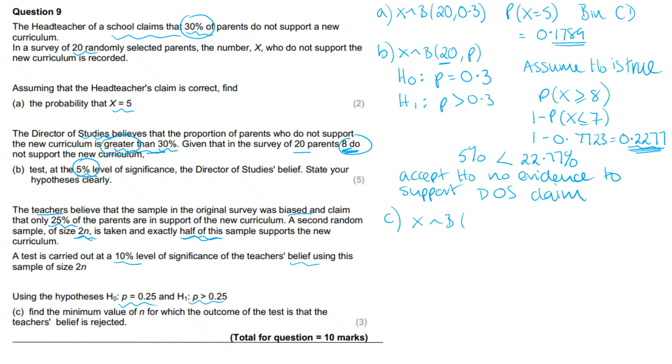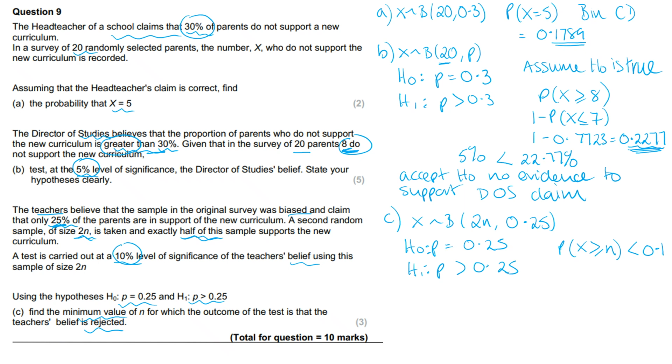So it's telling us what to use as our hypotheses. X is binomially distributed with sample size 2n and 0.25, because our null hypothesis is that P is equal to 0.25. Our alternative hypothesis is that P is greater than 0.25. So we're trying to find the minimum value of this n, so that when we do the probability of X being greater or equal to n, it's going to be less than 0.1, which is the significance level, the 10%. So we want to be rejecting the null hypothesis in favor of the alternative hypothesis. Therefore, this probability has to be below the significance level.